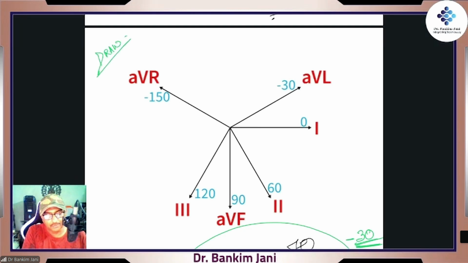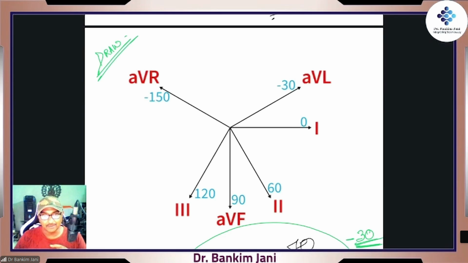I'll draw 2-3 times. The reason I'm telling you to draw is that when you draw and write, it becomes more and more clear. So this is all good. You have learned Einthoven's triangle, and you have learned the AVR, AVL, and AVF.